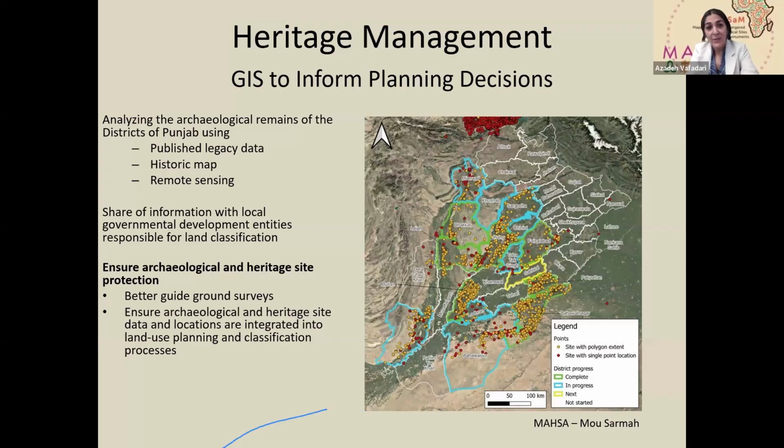GIS also helps us with heritage management, and it informs planning decisions. Sharing archaeological information with concerned local authorities who are responsible for land classification, urban planning, and so on can help us with that. This is an example of data that MAHSA has from the District of Punjab, coming from published data, historical maps, and remote sensing.